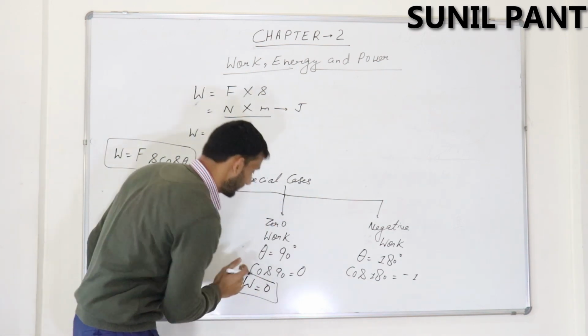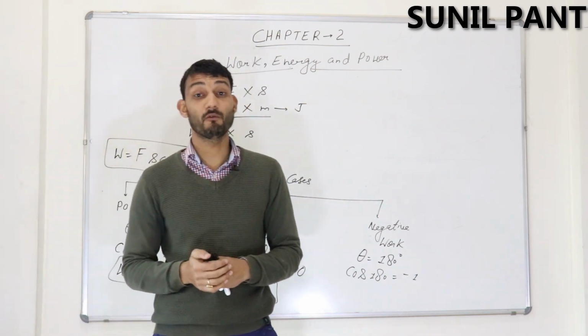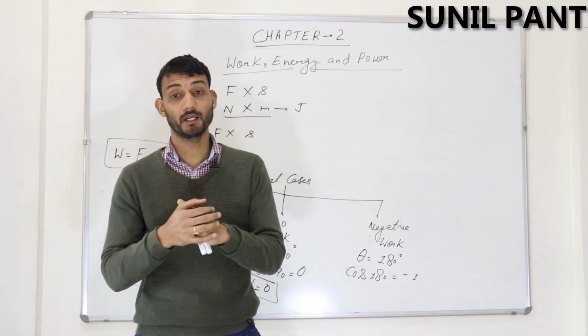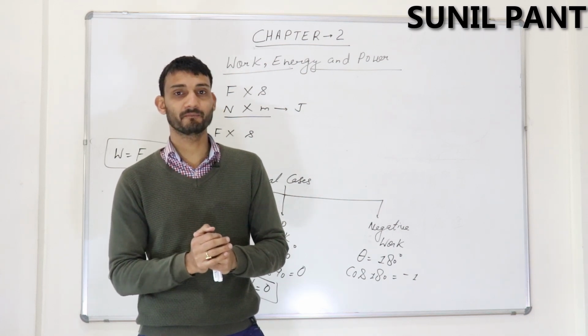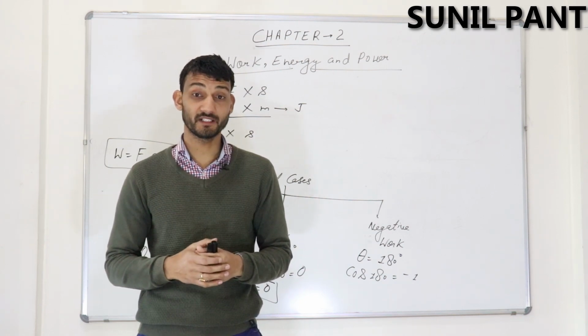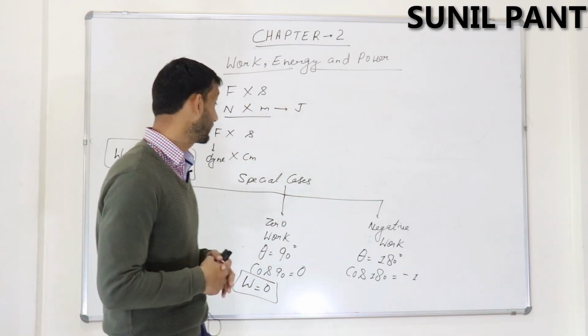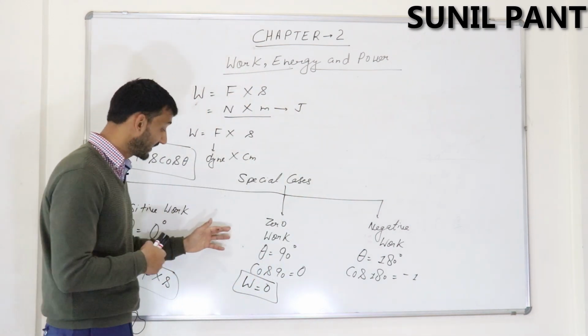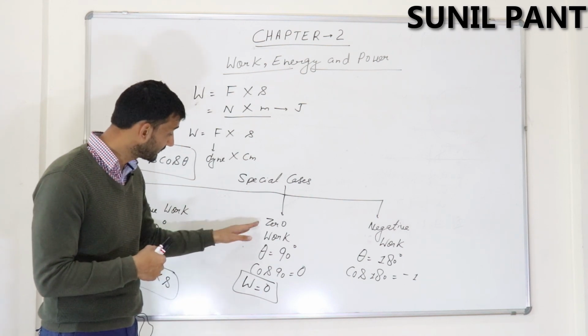So what are the examples of this kind of work? A wall is being pushed by somebody. So when a wall is being pushed by somebody, what's happening here? Actually there is no displacement. So no displacement in the wall, and that makes 0 work. So that could be one of the examples of zero work.